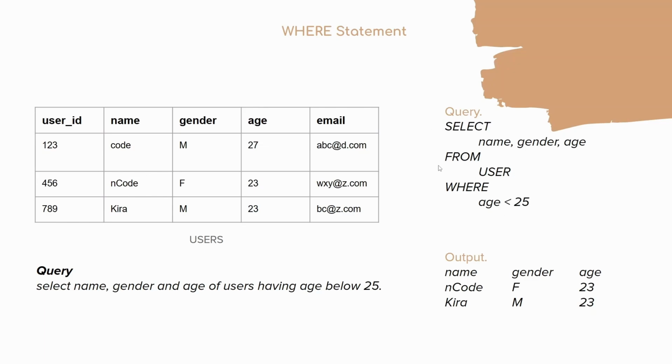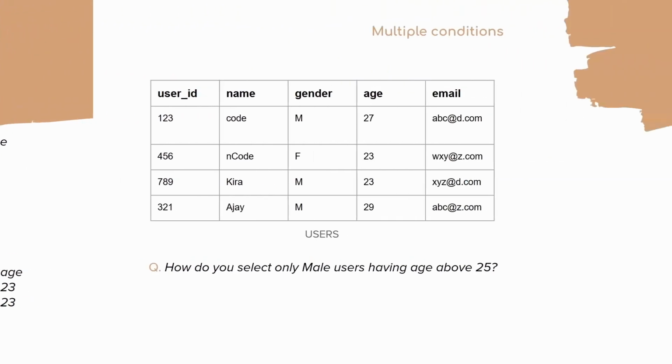So you write your normal select query, and then you write where, because now you want to apply conditions. The condition you can write after that, right? This we have seen in the last lecture. We have solved multiple questions based on that. Now if you see, we have only solved questions having one condition. What if you have multiple conditions, right?